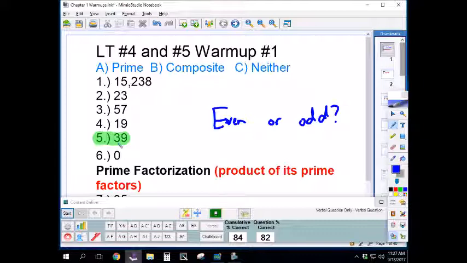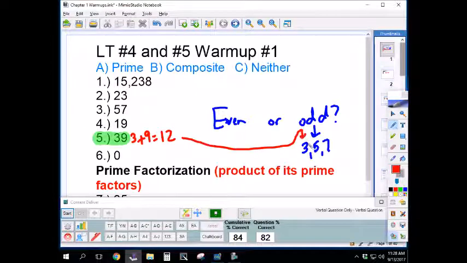So that's why 39 looks prime, does it not? It absolutely looks prime. But you've got to remember to go through the process on some of these. You've got to check 3, 5, and 7. So we check 3 by adding the digits. What's 3 plus 9? Ask yourself, is 12 divisible by 3? Yes, so that means 39 has a factor of 3.